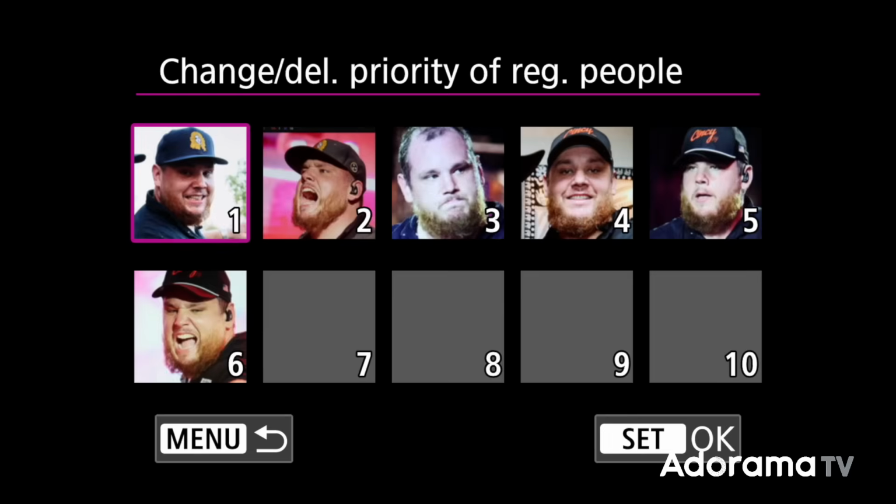What this does is you can register a person or people in order of who's the most important that you want the camera to focus on. So you can photograph them, you can register them from an image on the card. I've already done all this, so I can now look at change, delete priority, and you can see I have Luke Combs in there. I always want to focus on Luke first if given the option. So when it sees Luke, it's going to prioritize him.